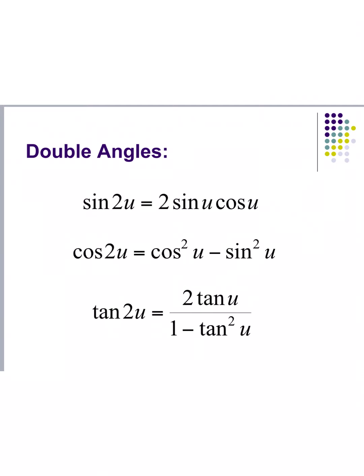We see there are three of them. We have the sine of 2u, the cosine of 2u, and the tangent of 2u. There are actually a few other versions for the cosine of 2u, but I'm choosing one just to make things a little simpler. We're going to go through some examples of how to apply these formulas given certain information.